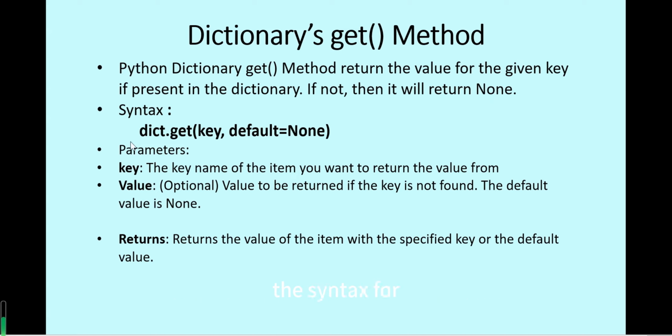The syntax for the get method is a dictionary, dict, then dot get, with a key. The key is the key name of the item you want to return the value from the dictionary, and for default you can also set another value, for example "not found", a string, as the default value. So the value to be returned if the key is not found, and the default value is None. So it will return the value of the item with the specified key or the default value.